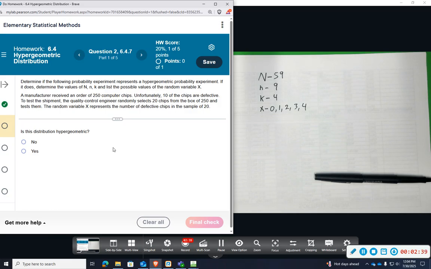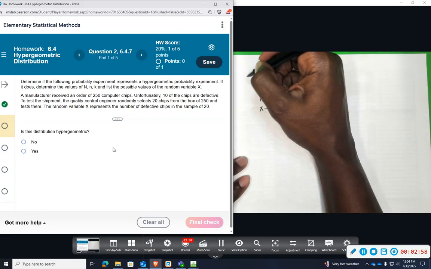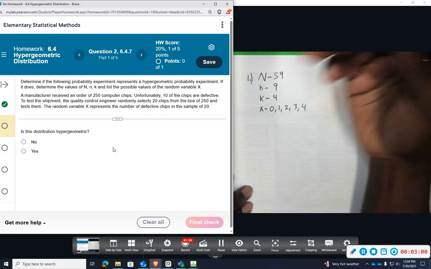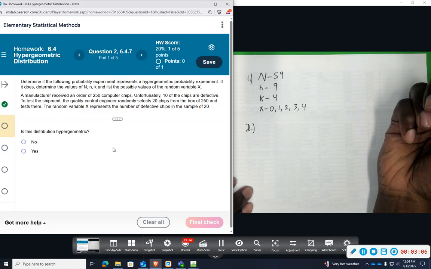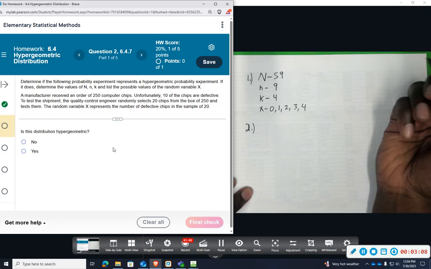A manufacturer received an order of 250 chips. It says, unfortunately, 10 are defective. To test the shipment, the quality control engineer randomly selects 20 chips from a box of 250 and tests them. The random variable x represents the number of defective. So another thing to note is that, again, success and failure does not always correspond to something positive. When we say success, it could be negative, in this case identifying something that doesn't work.